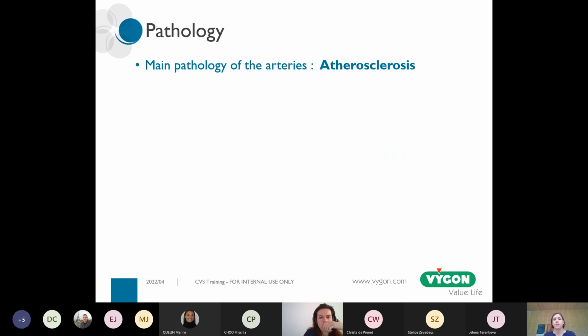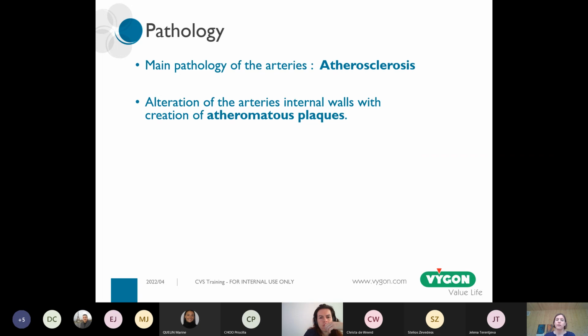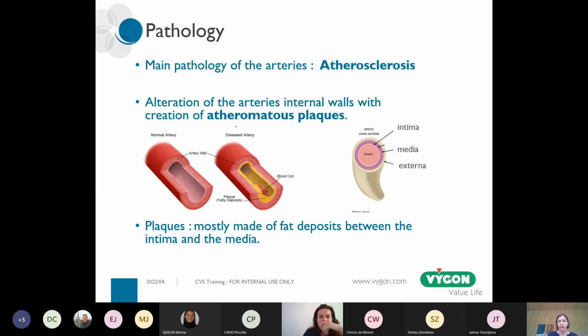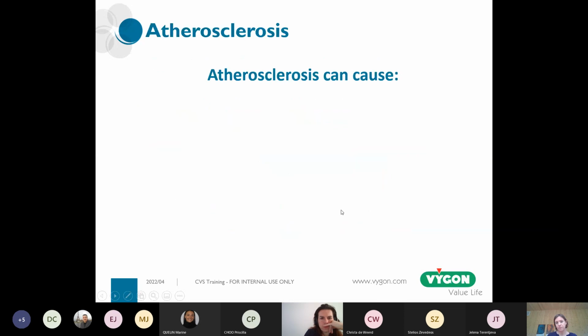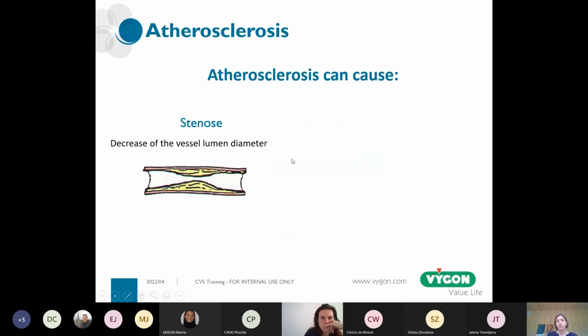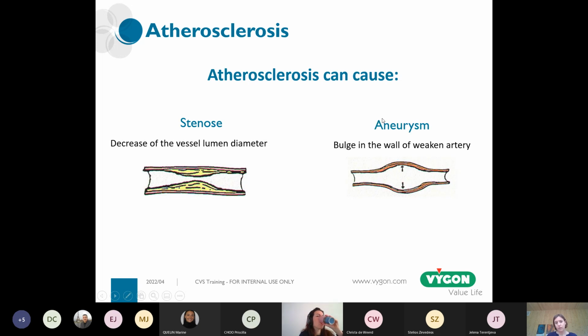The main pathology of the arteries is atherosclerosis. This is an alteration of the arteries' internal walls with the creation of atheromatous plaques. You can see the plaques here. These plaques are mostly made of fat deposits between the intima and the media. And this atherosclerosis can cause stenosis, which is a decrease of the vessel lumen diameter here. It can cause aneurysm, which is a bulge in the wall of a weakened artery.